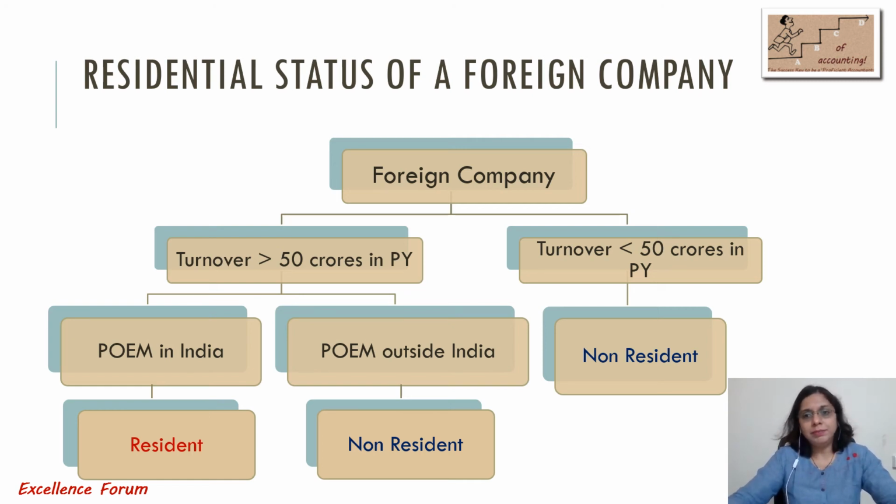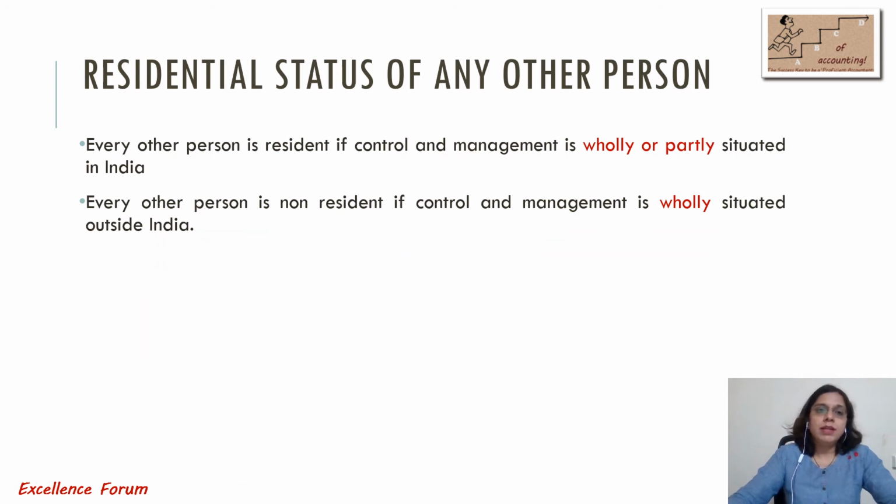Let's go ahead. These are the provisions relating to any other persons. We have seen the provisions relating to individual, HUF, firm, AOP or BOI and company, and now these are the provisions for any other person which are not covered earlier. So a person is resident if control and management is wholly or partly situated in India, and every other person is non-resident if control or management is wholly situated outside India.